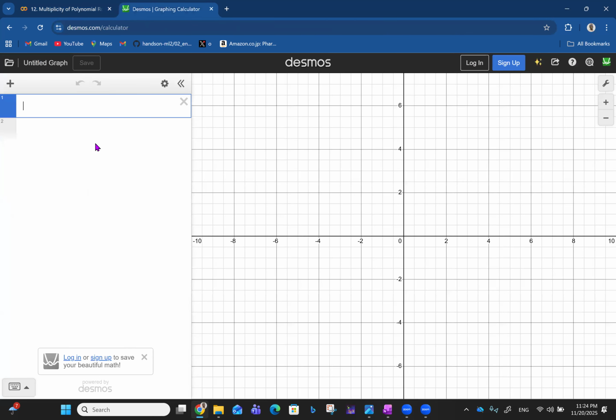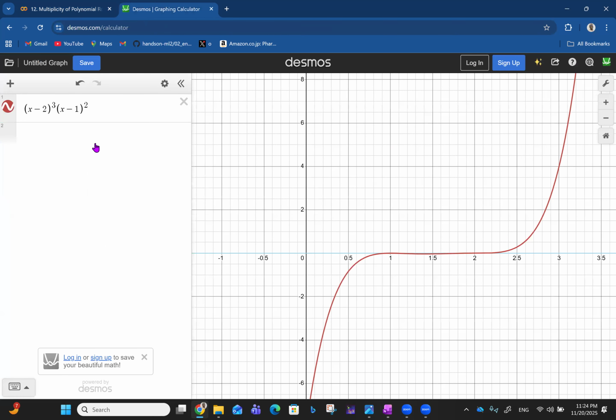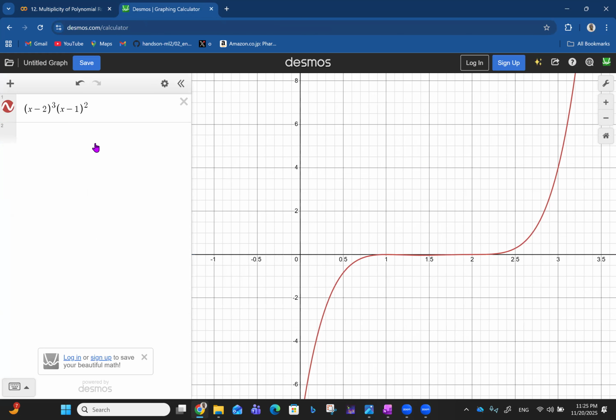Okay, x minus 2 cubed into x minus 1 squared. Now, so you see, we have 1 two times. So you see that it just smoothly goes through 1, but we have 2 like 3 times. So you see, we have a kind of movement happening around all these whole places.